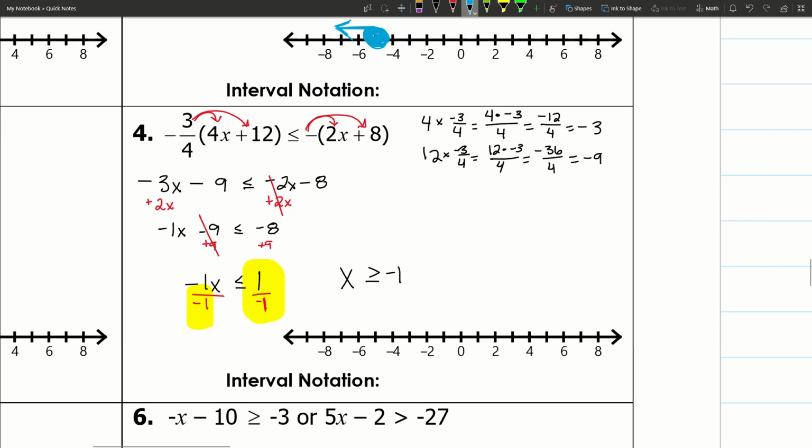We put our dot on negative 1, and we know it's a closed circle again because of that little line right there. And my inequality points towards the windows, or to the right, which is why we also point to the right.